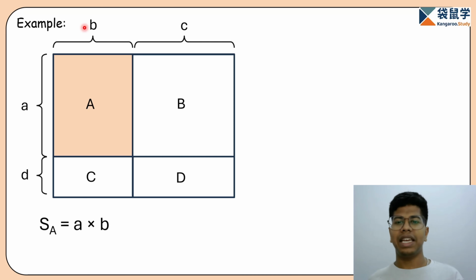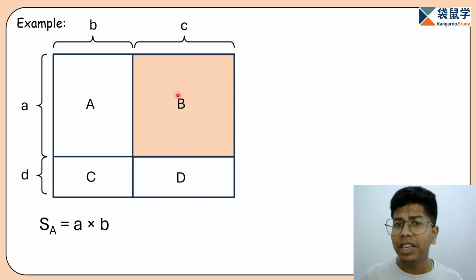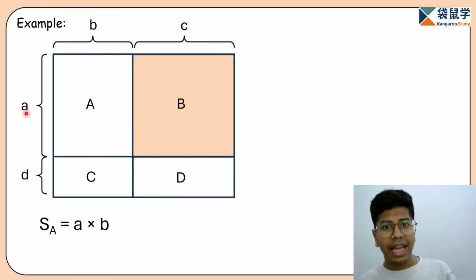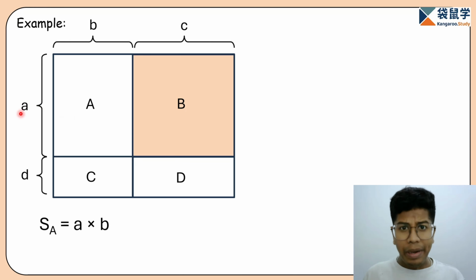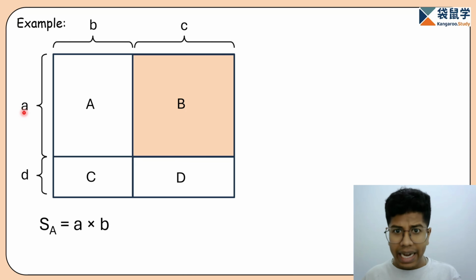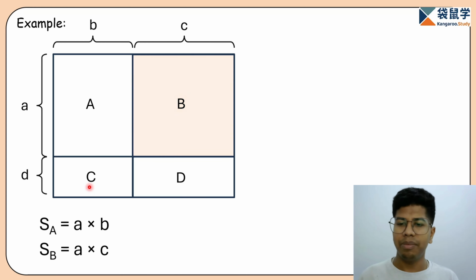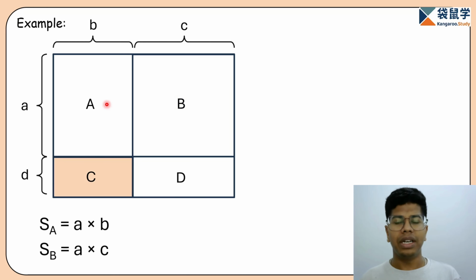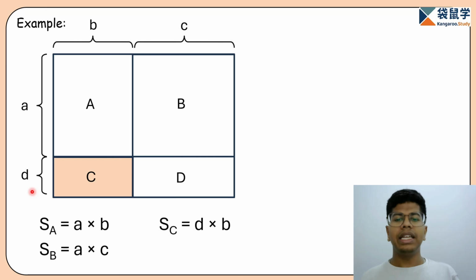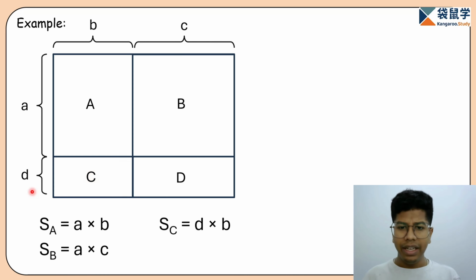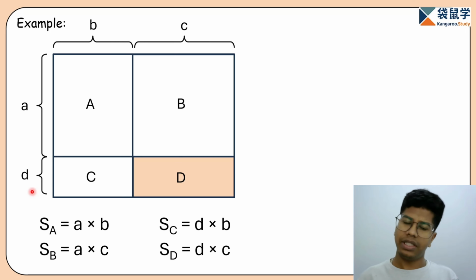Now moving on to the next area, that is B. If I want to find out the area of this rectangle, what will it be? For that we need the length. What is the length here? Oh, this length is the same as the length that we have, that is A. So for B, the area of rectangle B will be A times C. Now for area C, let's observe. If I want to find out the area, the same thing, that is length times width. Length is D, width is B, D times B. And for D, the area is nothing but D times C.